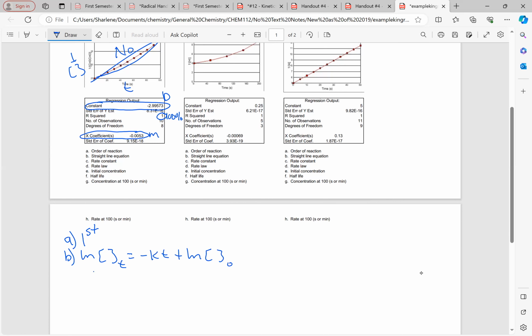So this is y = mx + b. So I know that m is equal to a negative k, and the value I got off the chart was 0.0053. And I know that it has to be inverse time because it's first order. And I also know that B is equal to the natural log of the initial, which in this case turns out to be a negative 2.99573.